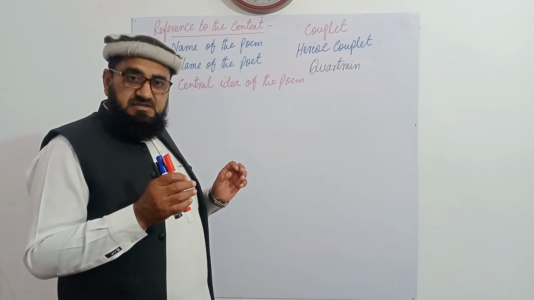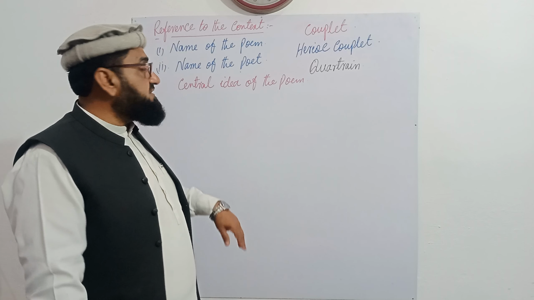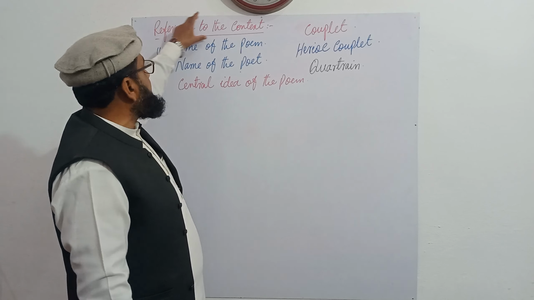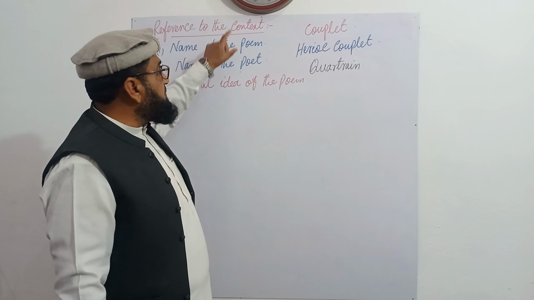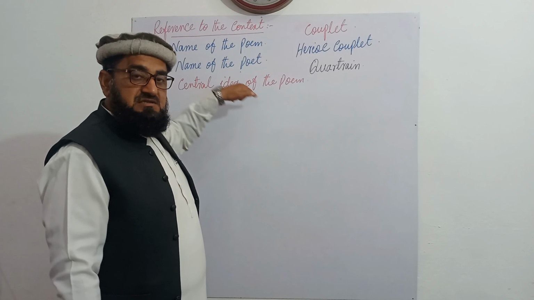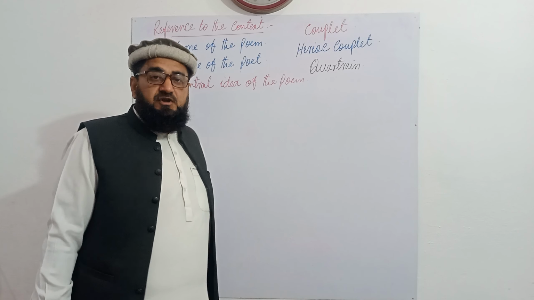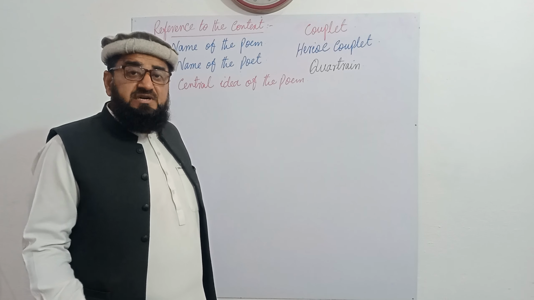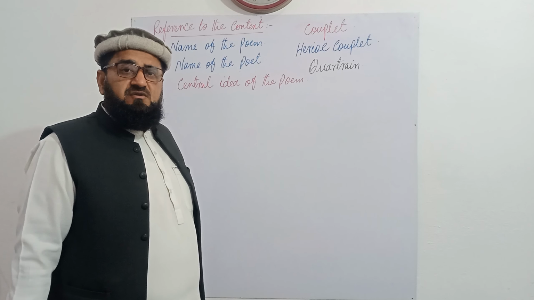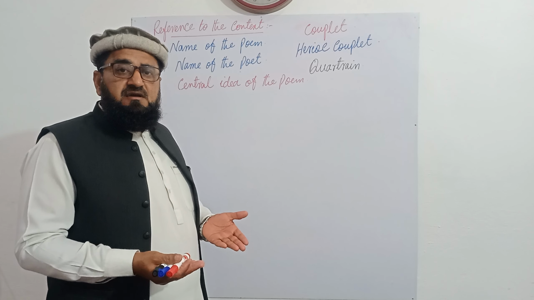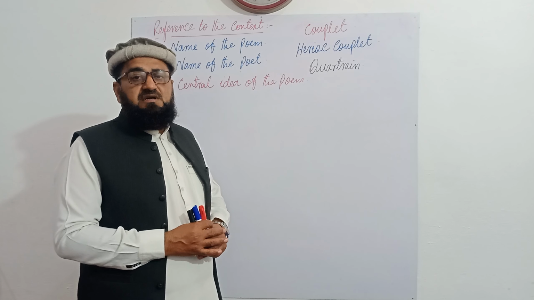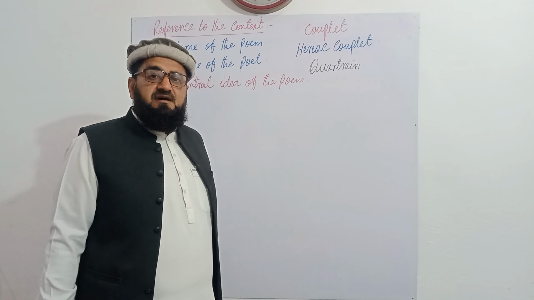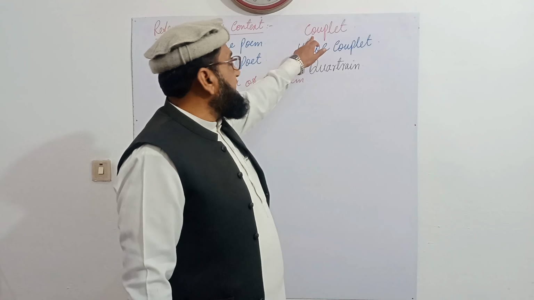You will start this question in such a way that first you will write the heading, reference to the context, and then you will start: these lines have been taken from the poem. For example, stanza number 1 is given to you. What is a stanza? A group of lines rhyming together is called a stanza.